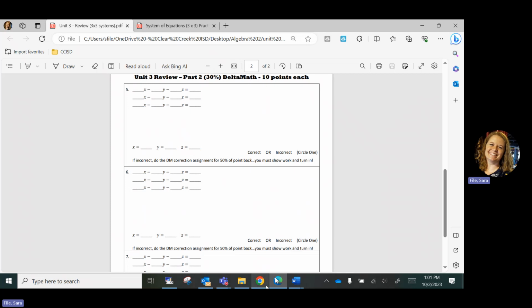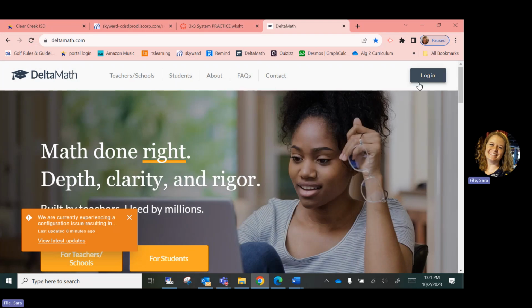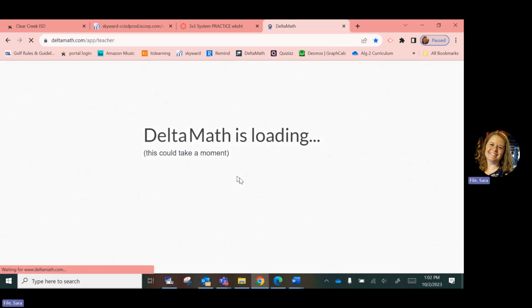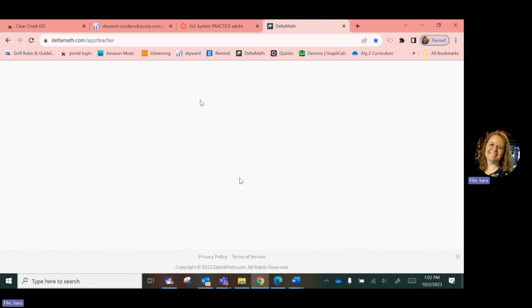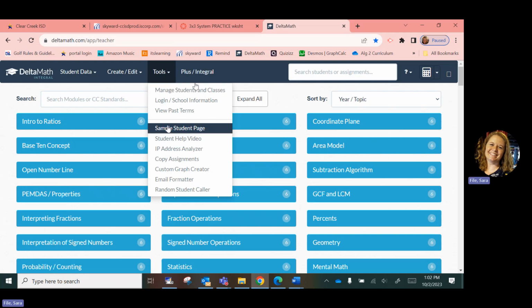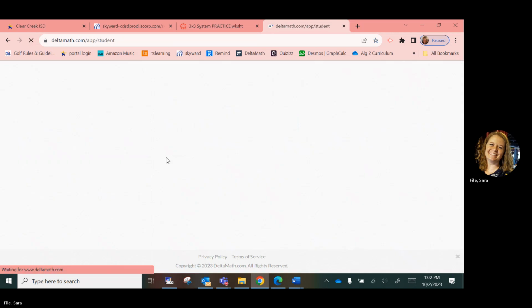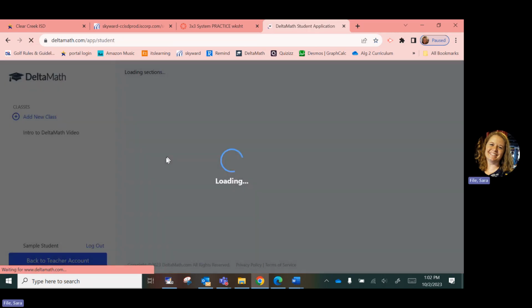Okay, so if you go into your Delta Math, oh, I got logged out. Let me log back in. Excuse me. If you go into your Delta Math, right now, you should see 3 things listed under your upcoming assignments. This will load. There we go. So this is what it looks like when you log in.